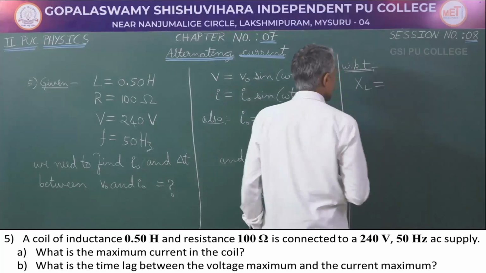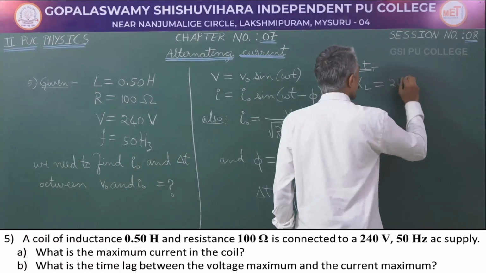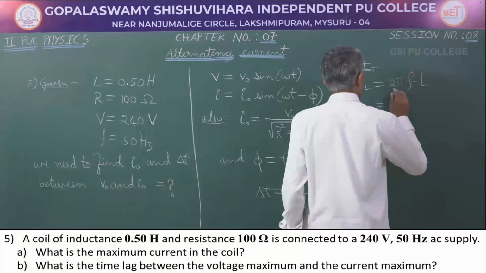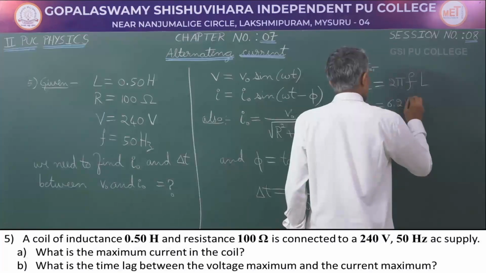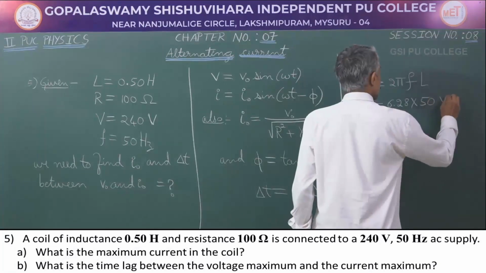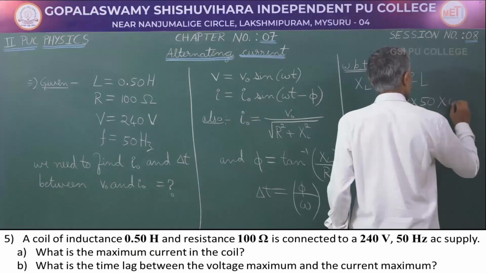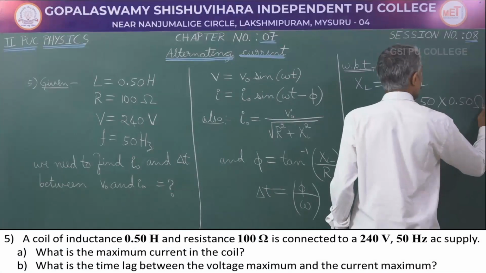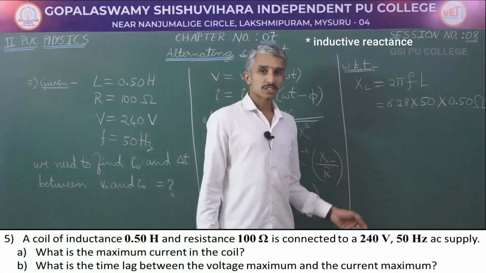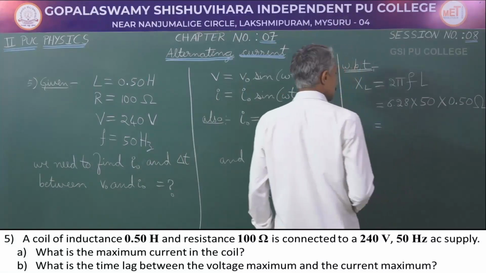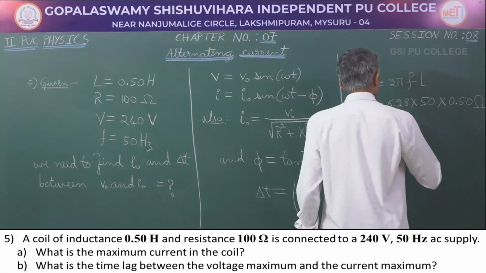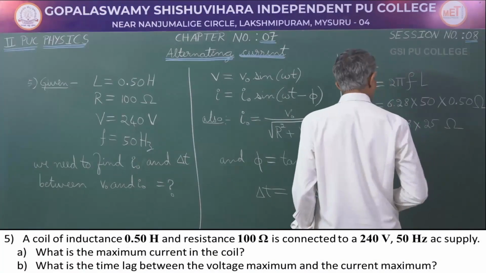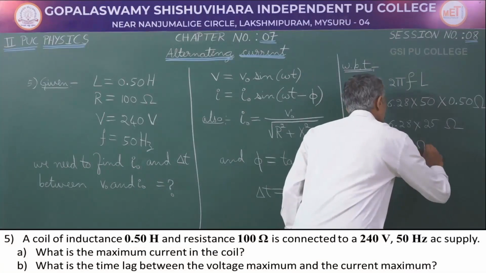Inductive reactance XL is given by 2 pi f into L. So this is going to be equal to 2 into pi, 6.28. Frequency is 50 hertz and inductance is 0.50 Henry. The unit for reactance is ohm. So further I would get this as 6.28 into 50 into 0.5, which is 25 ohm, equal to 157 ohm.